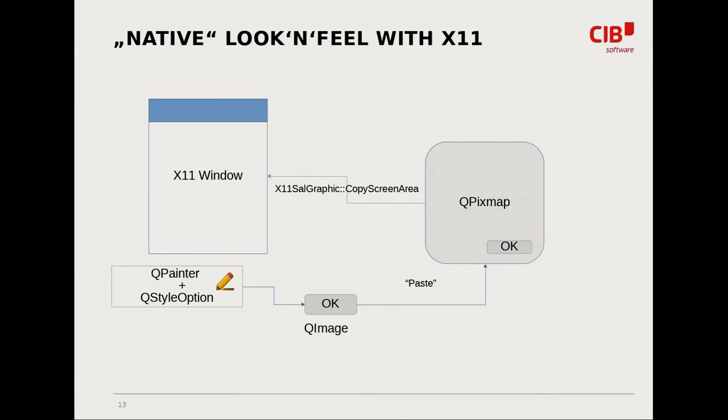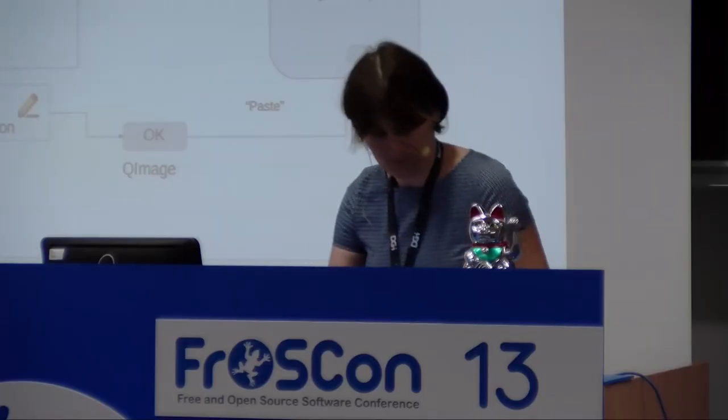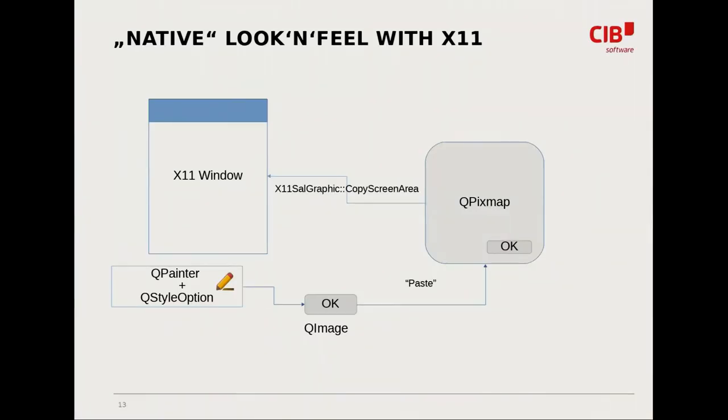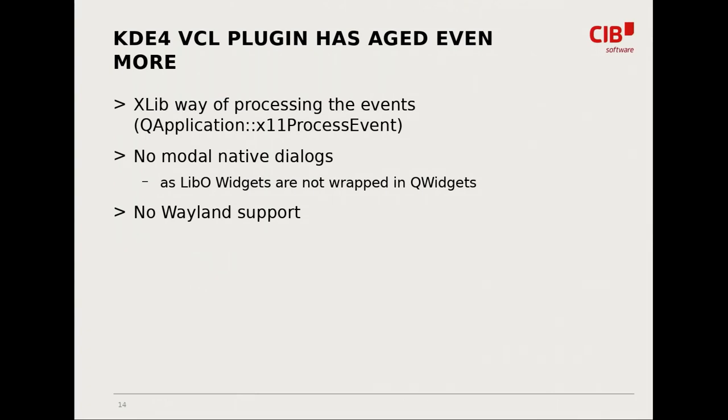This has, of course, many issues. It is slow and it is error-prone. And as we can see with Qt5, we can no longer do this, but I will get to that later. I said X11 windows and X11 pixmap, but that's not the only point of dependency on X11. The other point is that the KDE4 frontend uses the Xlib way of processing events, this QApplication X11ProcessEvent.